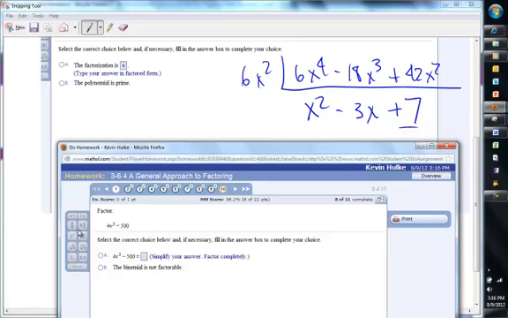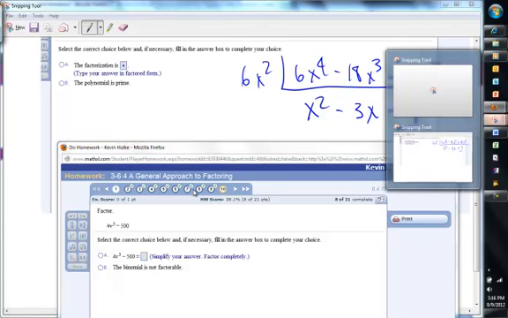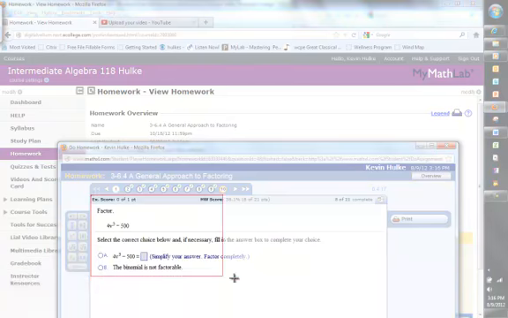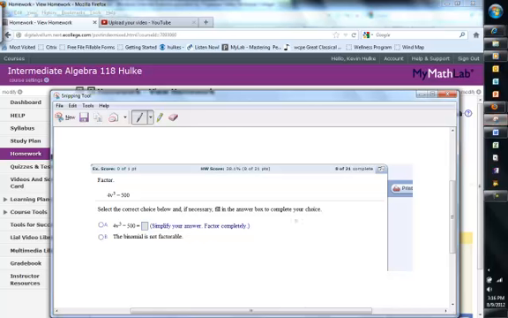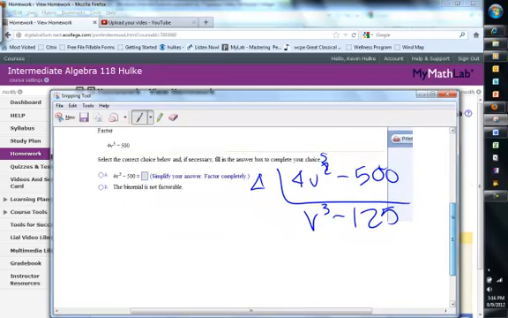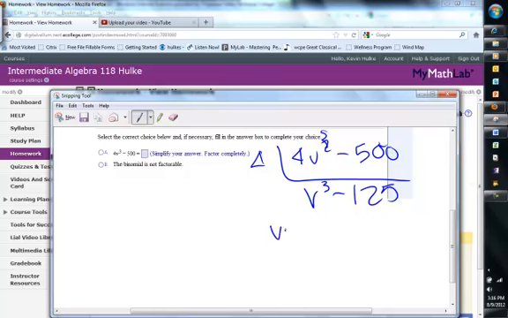4v to the 3rd minus 500. I think this one will be easy to recognize after you take out a 4 out of everything. 4v cubed minus 500 is 4 parentheses v cubed minus 125. And this part factors into v minus 5, v squared plus 5v plus 25.